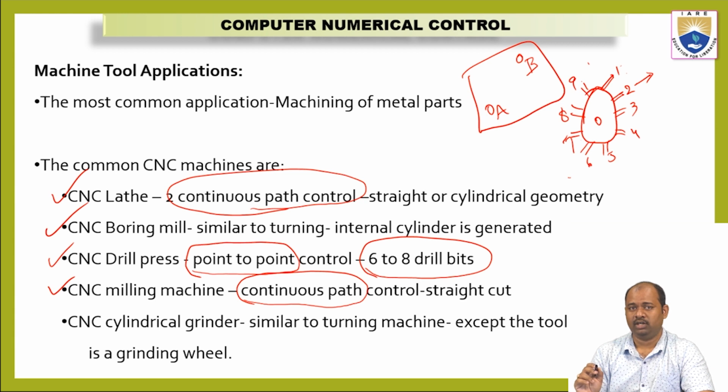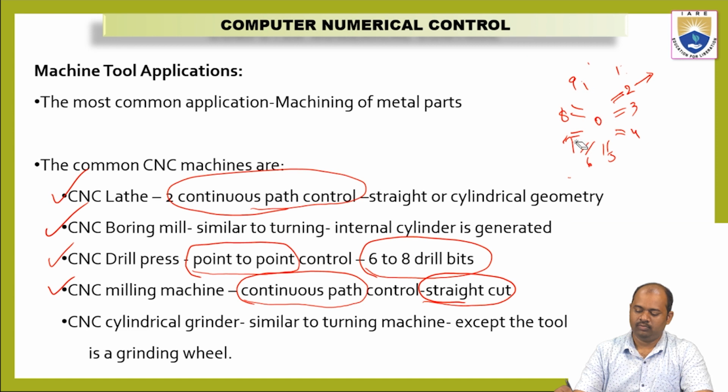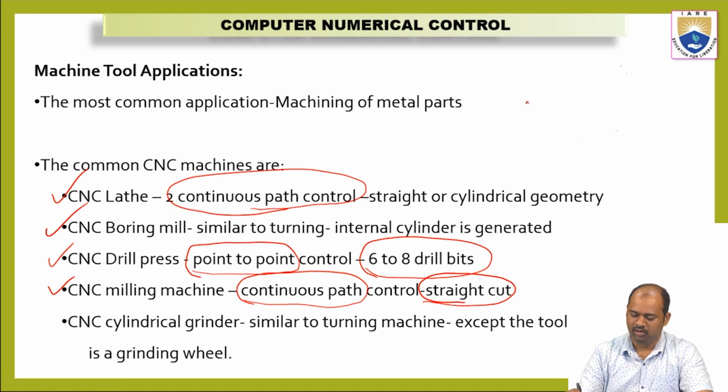I am not saying a shortest path, because while we are machining, while we are milling, the removing of the material should be done in a particular way. So continuous path control is very important. In this milling machine also we will follow continuous path control, where we can get straight cuts. I will draw a small diagram of how to get a straight cut with the help of a milling machine. Suppose, what is a milling operation?